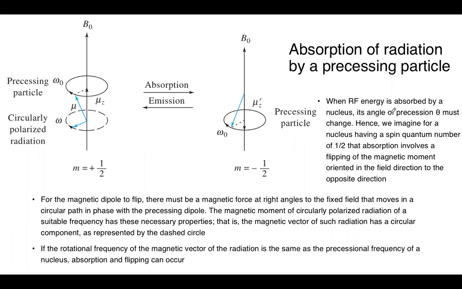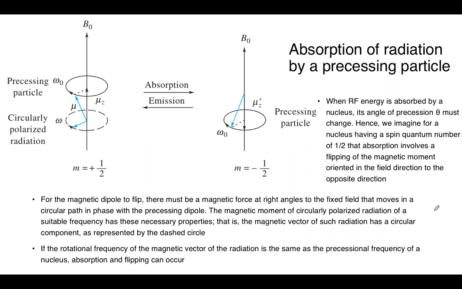So when radio frequency energy is absorbed by a nucleus, its angle of precession, theta, must change. Hence, we imagine for a nucleus having a spin quantum number of 1/2, like the proton, that absorption involves a flipping of the magnetic moment orientated in the field direction to the opposite direction. So it absorbs some radio frequency energy, and it goes from the spin up state, which is aligned and lower energy, to the spin down state, which is aligned against the applied magnetic field and orientated in the opposite direction. For the magnetic dipole to flip, there must be a magnetic force at right angles to the fixed field that moves in a circular path in phase with the precessing dipole.